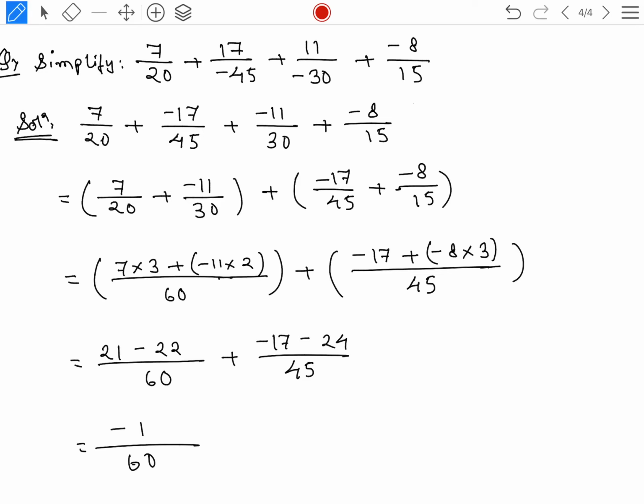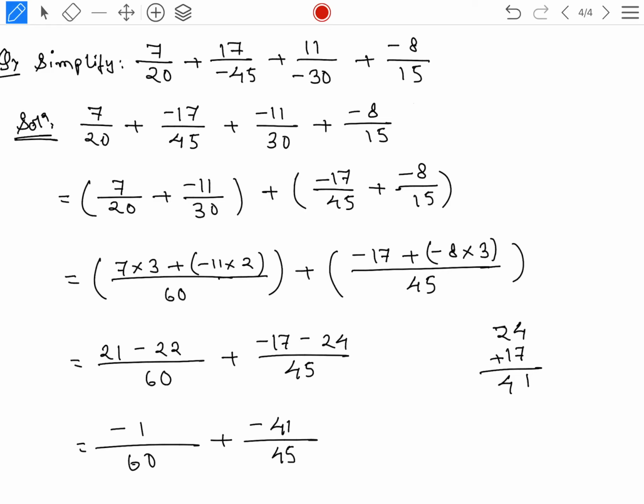Wait. Okay, let me check. Okay, it is correct. So minus 1 by 60, then plus minus 17 minus 24 means you have to add 24 and 17. Yes or no? If we add them, then 7 plus 4 it is 11, 1, 2 plus 1, 3 plus 1, 4. So it will become minus 41 by 45.